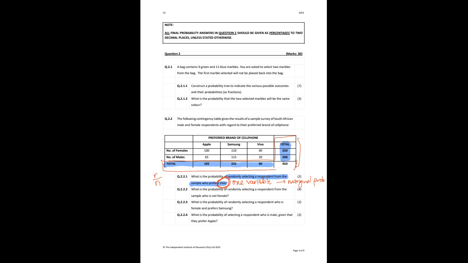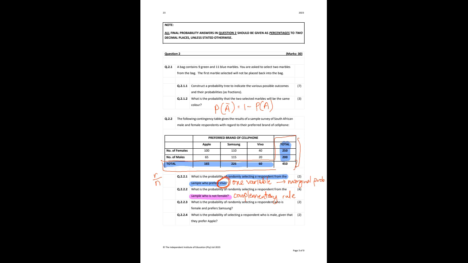So this is a marginal probability. The next one says to you, what is the probability of randomly selecting a respondent from the sample who is not female. So here the wording that says not female, this says to you immediately when they use the word not that it is the complementary rule. So the moment you see the word not, it's the complementary rule. And the complementary rule says that the probability of an event not occurring is calculated as 1 minus the opposite, which would be the probability that the event does occur. So here you would say the probability of not female is 1 minus the opposite, that it is female. And then you can calculate that.